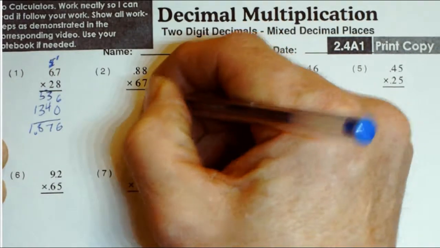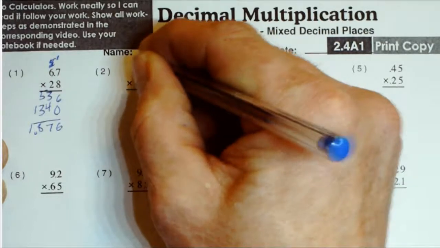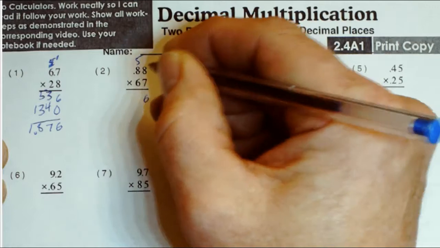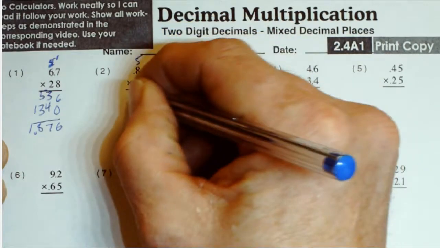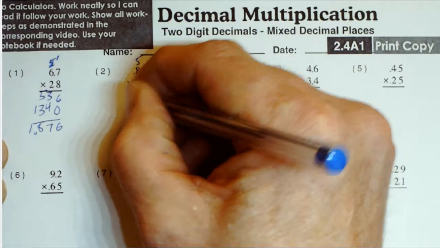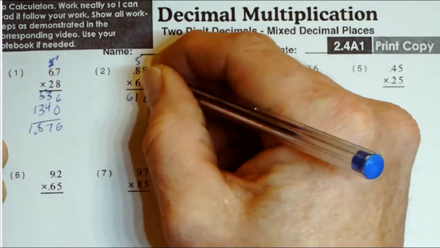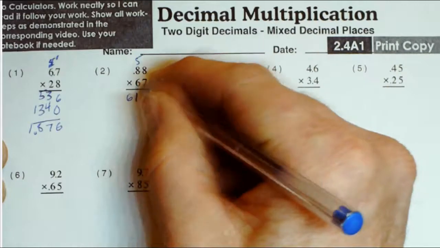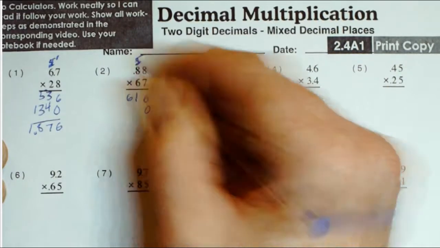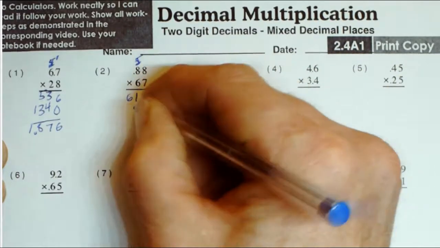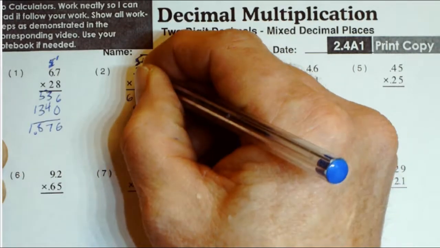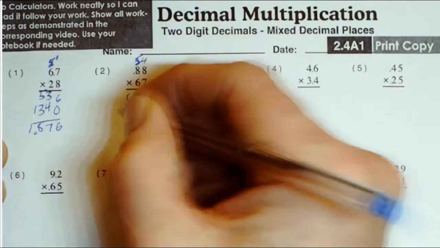Next problem. 7 times 8 again is 56. Here's the 6. Here's the 50. 7 times 8 is 56. 56 and 5 is 61. Put a 0 down because we're coming from the tens column now. 6 times 8. 6 times 8 is 48. Here's the 8. Here's the 40. 6 times 8 is 48. Plus 4 makes 52.